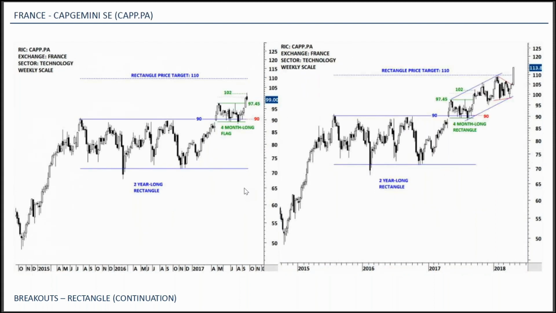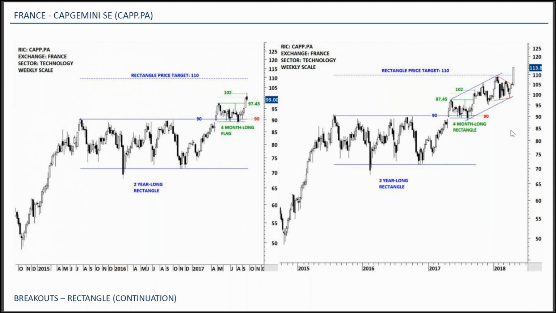A French company, you can see the same logic here. A 2-year long rectangle breaking out, resistance becomes support, so the stock forms another 4-month long rectangle or flag. The breakout takes place, and then another choppy sideways move, and then the stock forms another continuation chart pattern and breaks on the upside.